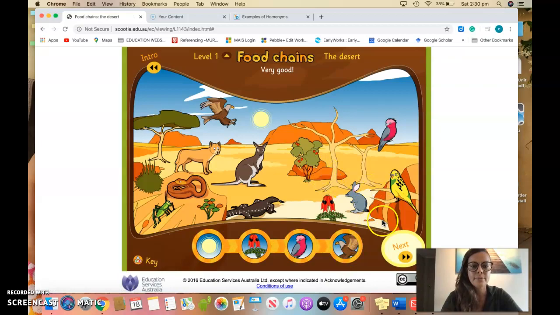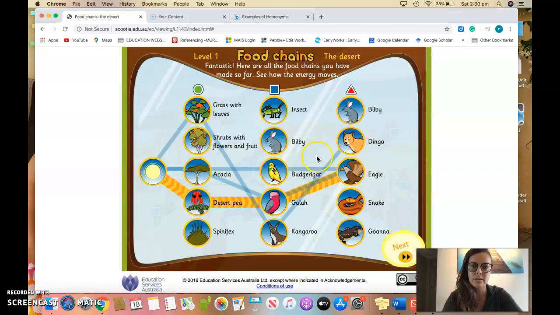Now, I personally really enjoyed this game. I could notice that there is a key over here that I'm now going to show you after I push next. So here is going to show us one of the possibilities of the food chain that we made so far and how the energy moves across these 4 elements.